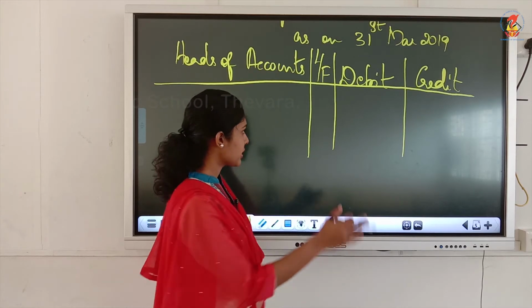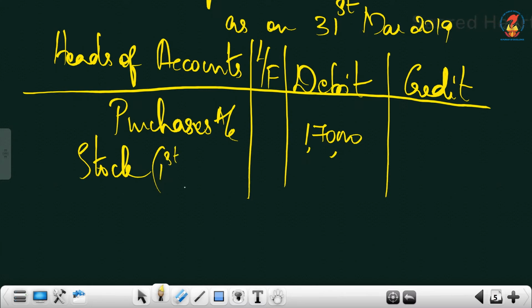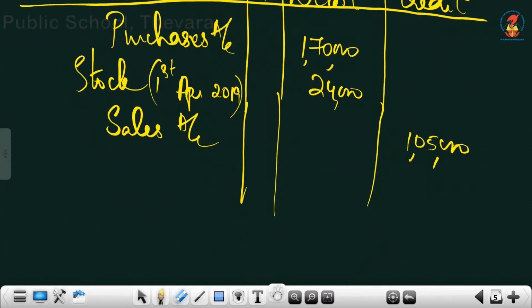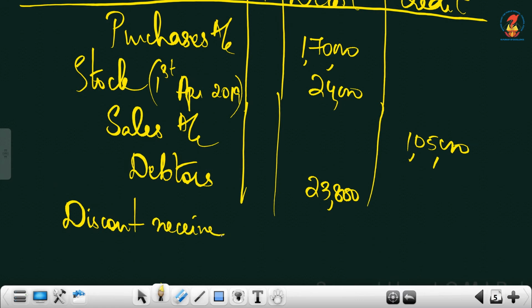The first one is purchases, that you know it's an expense. So purchases account 1,70,000. The second one stock, and it is written stock on 1st April, that means opening, whether it is opening or closing, stock is an asset. So debit balance 24,000. Then sales, it's an income, so credit balance, it is 1,05,000. Then debtors, debit balance, in the debit column we must write 23,800. Discount received, all these you know, that's why I am not explaining, it's an income. So credit balance 3,500.